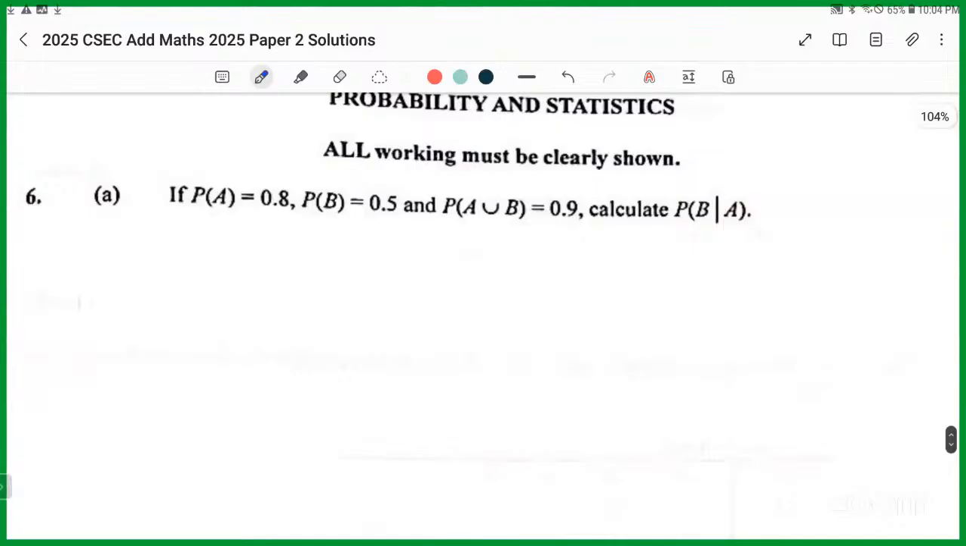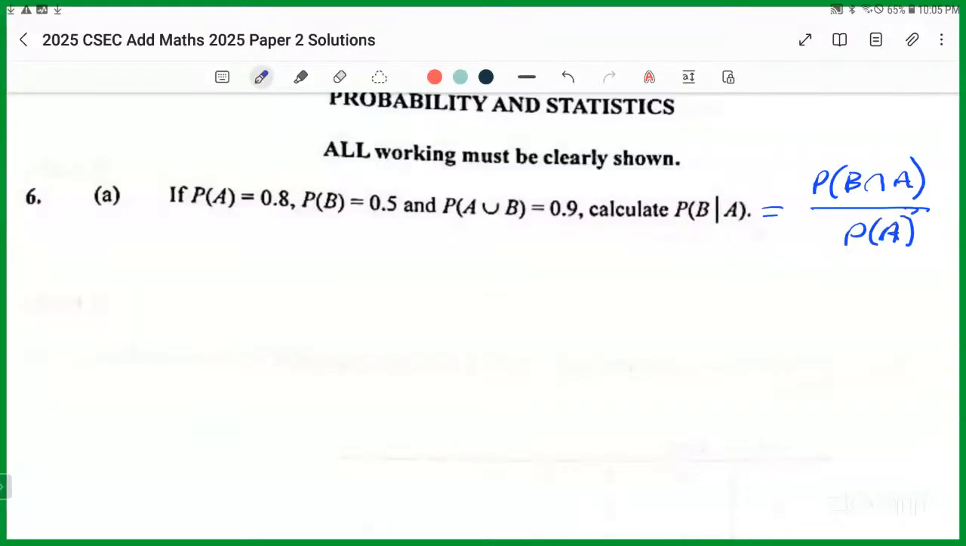This question says the probability of A is 0.8, probability of B is 0.5, probability of the union is 0.9, and we're to calculate the probability of B given that A has occurred. Probability of B given A. So this thing that I want right here is actually equal to the probability of B intersect A over the probability of A. So how much of B is in A?